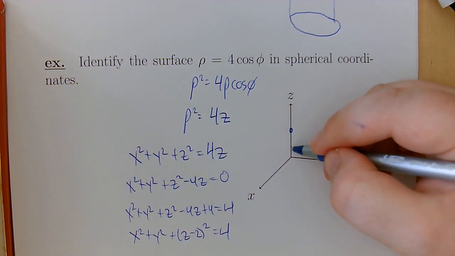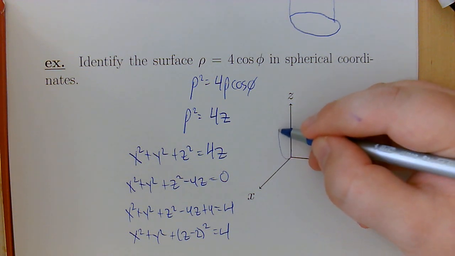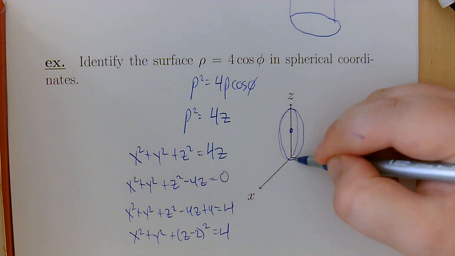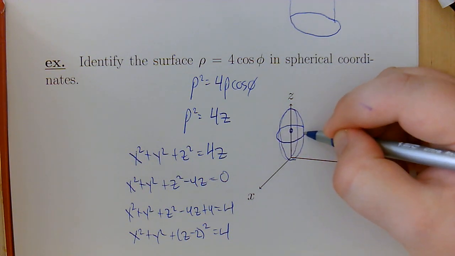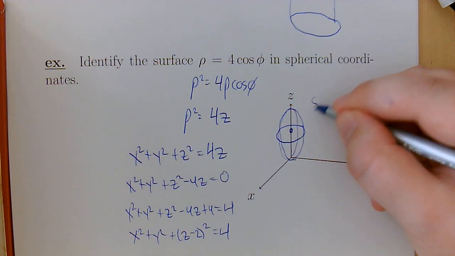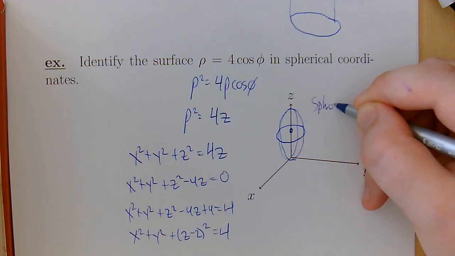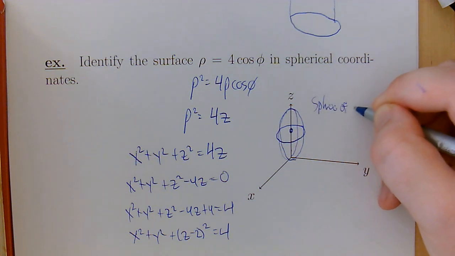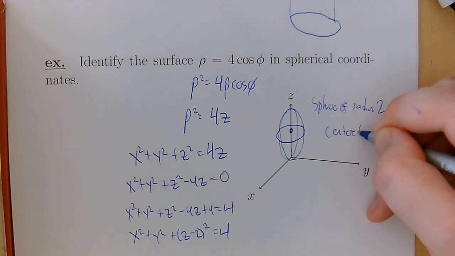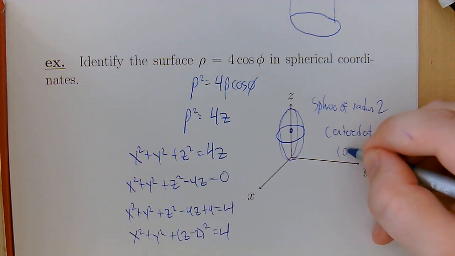So let's say that point's right here. We end up having a circle in every possible direction here for our trace. Well, this looks a little bit more like an ellipsoid, but I think you get what I'm saying here. This is going to be a sphere of radius 2 centered at the point 0, 0, 2.